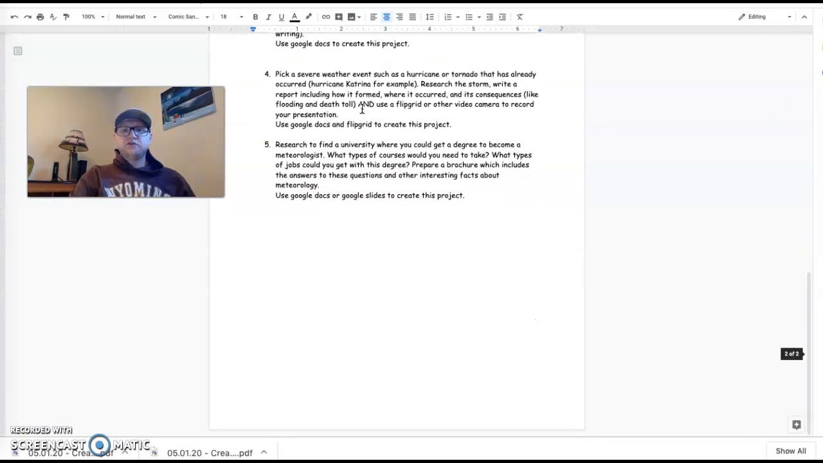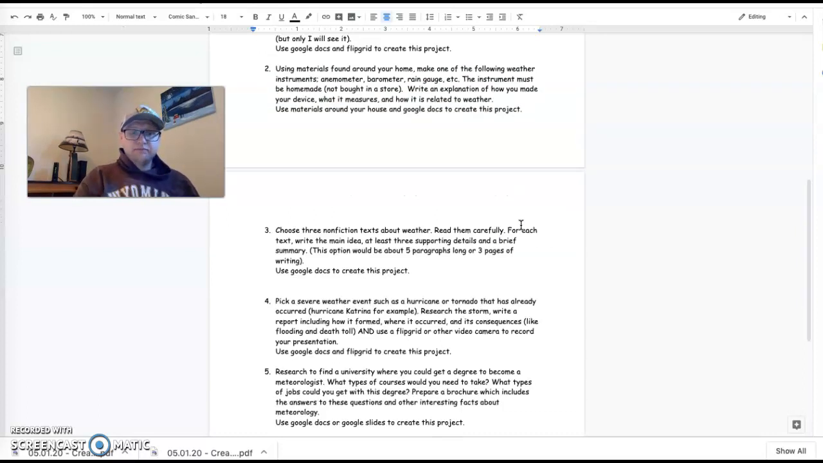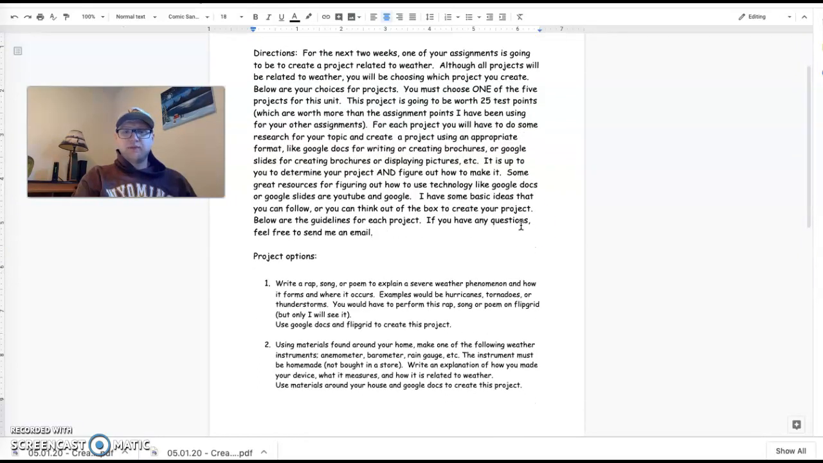So you guys get to choose one of these 5. The one I think is super cool is number 2. You get to make some different weather instruments. So that one's pretty fun. They're all pretty good. You guys get to choose whichever one you want.